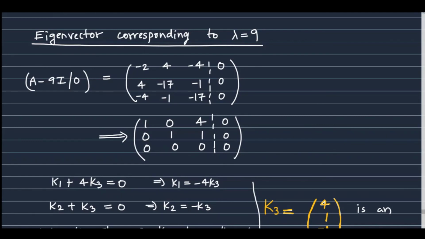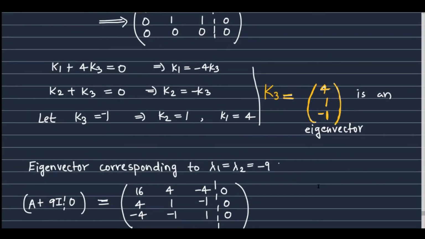Now we put arbitrary values. Suppose we put k3 equal to minus 1. Then we get k2 equal to 1 and k1 as 4. So we got one of the eigenvectors, which we denote by k3. So k3 is 4, 1, minus 1, an eigenvector corresponding to the eigenvalue lambda 3 equal to 9.